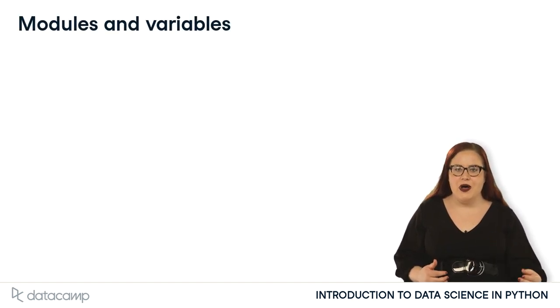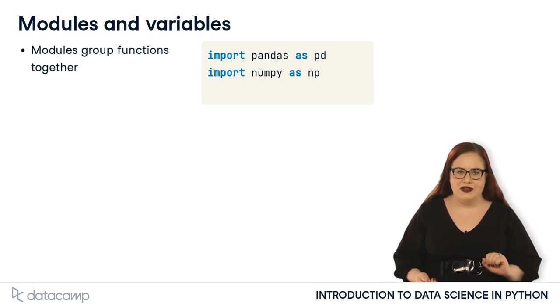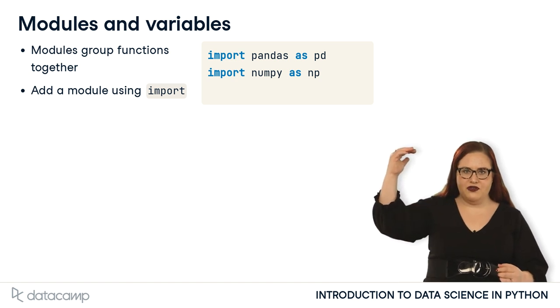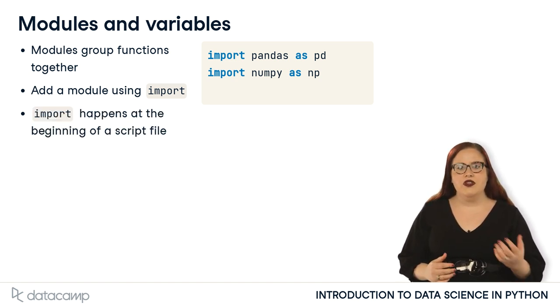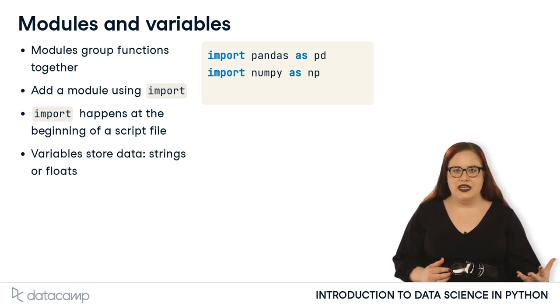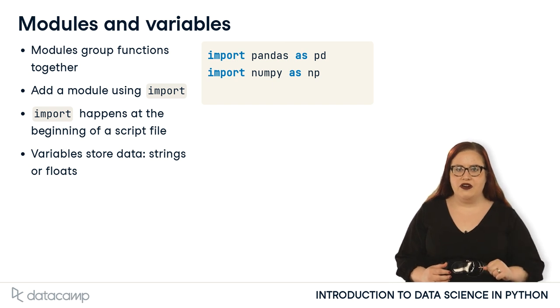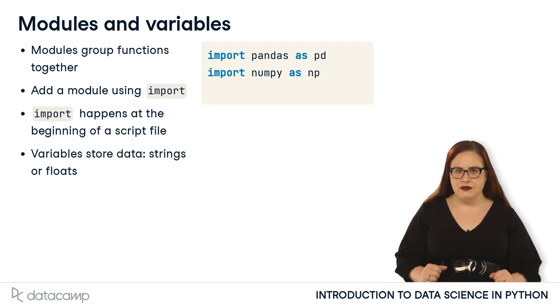First, you learned about modules. Modules help group together related tools in Python. You can use a module by importing it at the top of a script file before writing any other code. You also learned about variables as you filled out Baze's missing puppy report. Variables store data. Two common types of variables are strings, which represent text like Baze's fur color, and floats, which represent numbers like Baze's age.